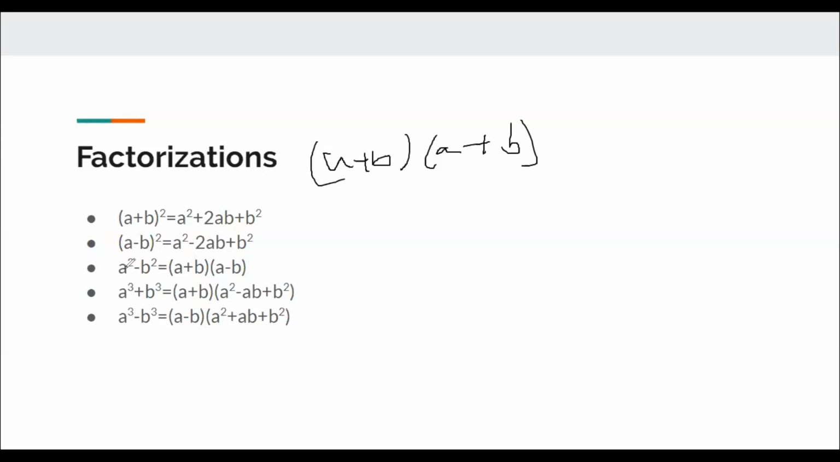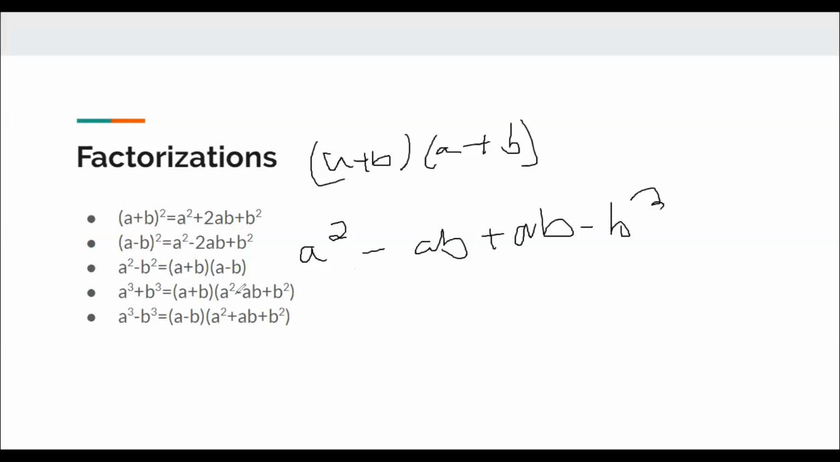Another important factorization, which is really important, is a squared minus b squared is equal to a plus b times a minus b. This is really helpful to know. The reason this is true is because if you distribute it, you're going to get a squared minus ab plus ab minus b squared. And these two cancel out, so it's just going to be a squared minus b squared.